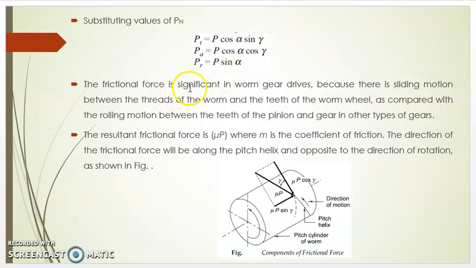The frictional force is significant in worm gear drives because there is sliding motion between the threads of the worm and the teeth of the worm wheel, as compared with the rolling motion between the teeth of the pinion and gear in other types of gears. The resultant frictional force is mu P, where mu is the coefficient of friction. The direction of the frictional force will be along the pitch helix and opposite to the direction of rotation, as shown in the figure. Therefore, this is mu P cos gamma, this is mu P sin gamma, this is gamma, and this is mu P, the resultant frictional force, along the pitch helix.